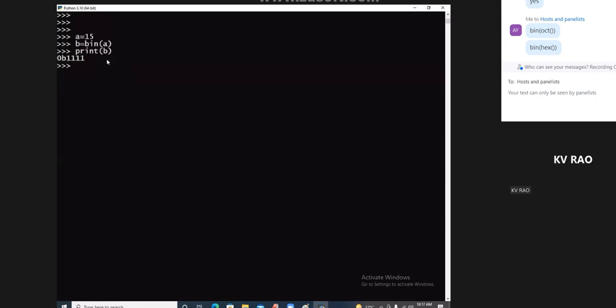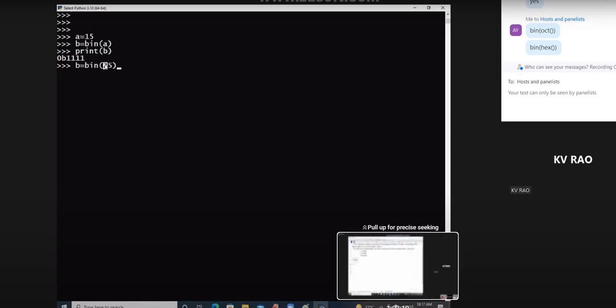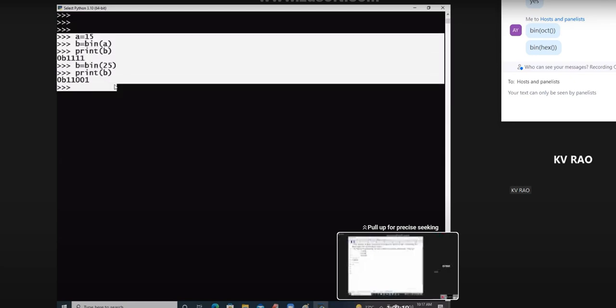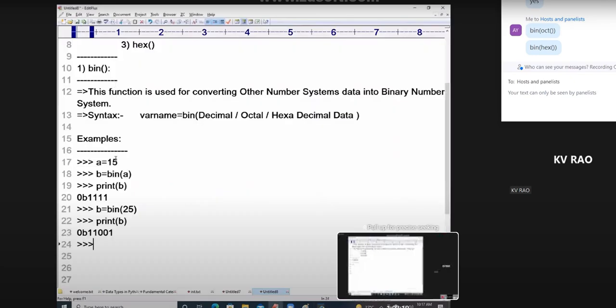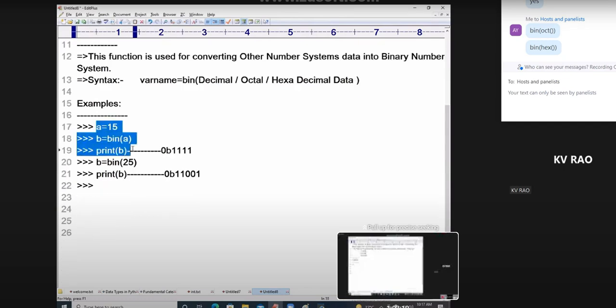Okay, I will take another. Directly I can write it, my dear students. b is equal to bin of 25. 25 is the number, no 0b, no 0x, no 0o. It is directly decimal, converted into binary. Right? Look at that. Here I am writing print of b. See that answer now? 0b11001. So you can write it directly also. I hope you are understanding the meaning of converting into binary. Perfect. This is decimal to binary. Let us go to the next case.